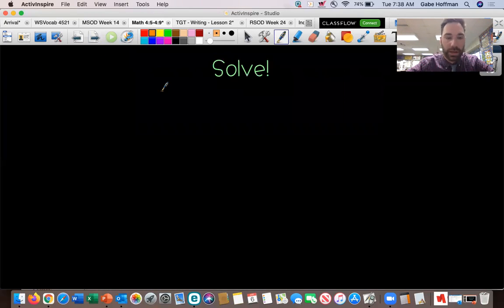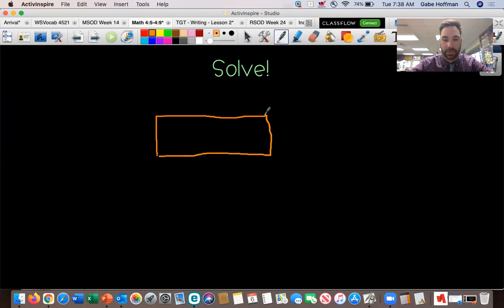So now I'm going to go ahead and solve the problem. I'm going to draw a rectangle here, and I'm going to split it up. I'm going to do 20 plus 4 at the top.